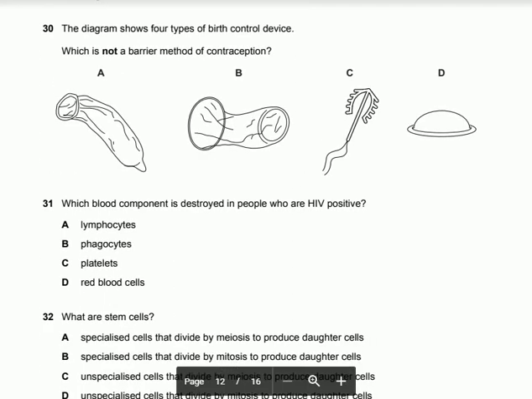And 30. The diagram shows 4 types of birth control. A is a condom, B is a femidom, D is a diaphragm, and C is... Actually, I'm not sure what that is, but as A, B, and D are barrier methods of contraception, I think C is the correct answer.